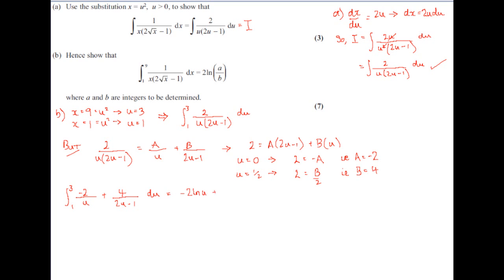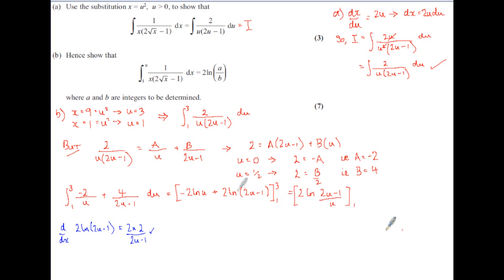So minus 2 log of u is this part, and then I've got to add 2 log of 2u minus 1. And just to check that, let's differentiate 2 log of 2u minus 1. Here we are. And so we differentiate the function inside the log. So we differentiate 2u, we get 2 times by the 2, and then the denominator is 2u minus 1. And so that's our check.